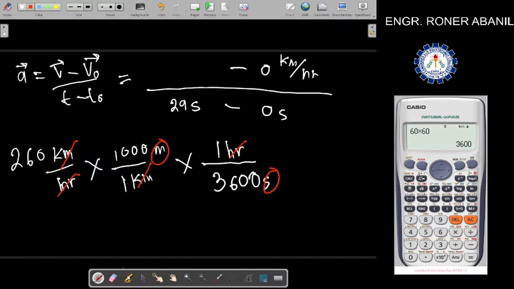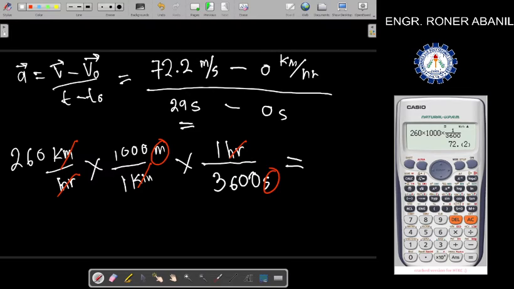Okay? So, makukuha na natin ngayon yung convert nito. So, 260 times 1,000 times 1 over 3,600. So, yun, 72.2. Tama, 72.2. So, magiging 72.2 meters per second na to.